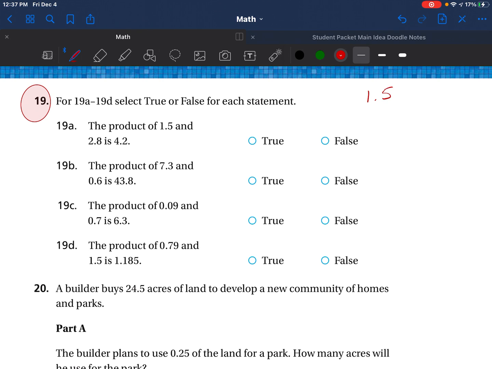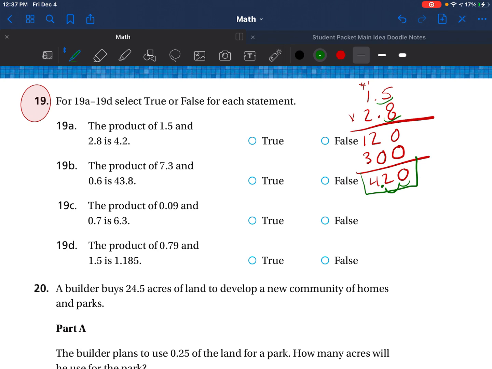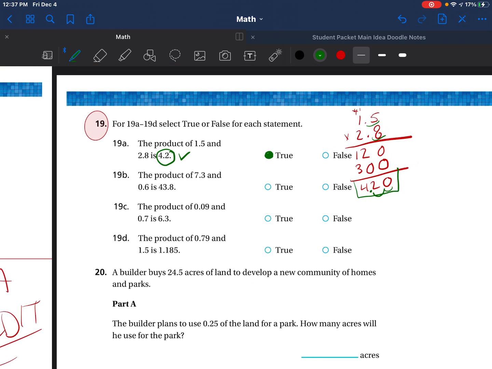So 1.5 times 2.8. 8 times 5 is 40. 8 times 1 is 8. Plus 4 is 12. Placeholder. 2 times 5 is 10. 2 times 1 is 2. Plus 1 is 3. So 2 decimal places here. 1, 2. So I get 4.20. Is that the same as 4.2? Absolutely. That 0 has no value whatsoever. So yes, that is correct.